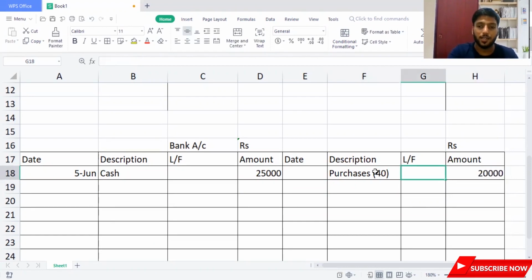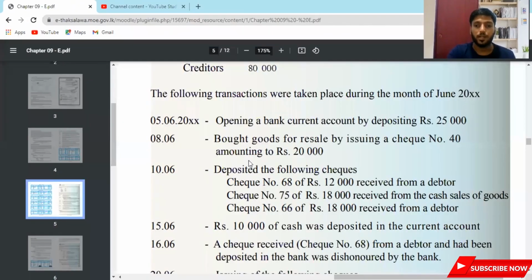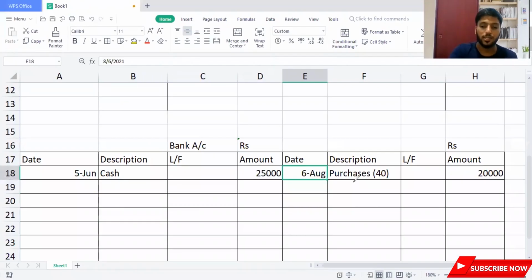So credit the bank account because the money is going out of the business. Bank is an asset account, so when it decreases, it should be on the credit side. And the date is 8/6, so I'll write 8/6 here. But the entries are not complete. I need to record this under the purchase account as well, so I should open up a purchase account.